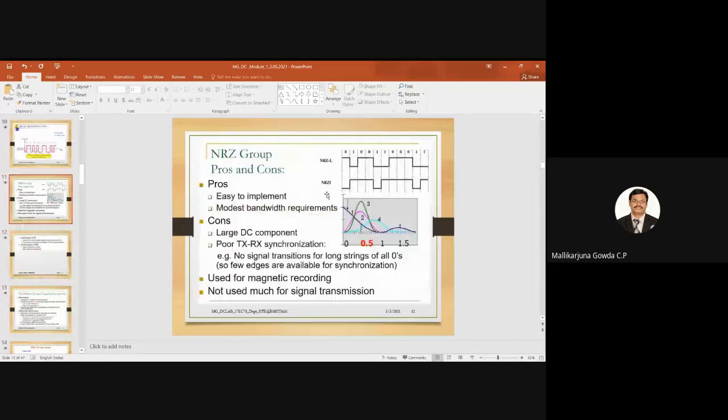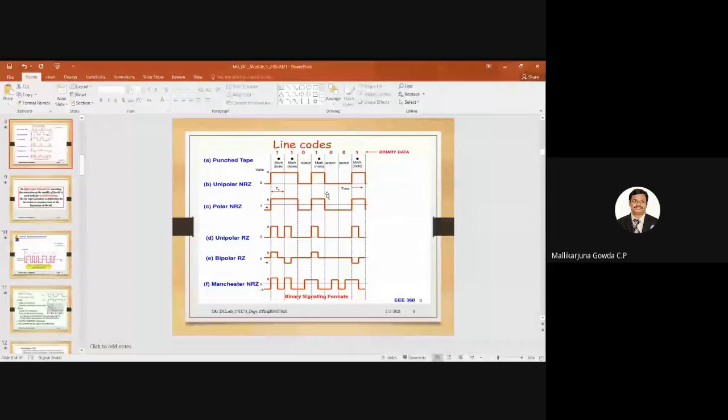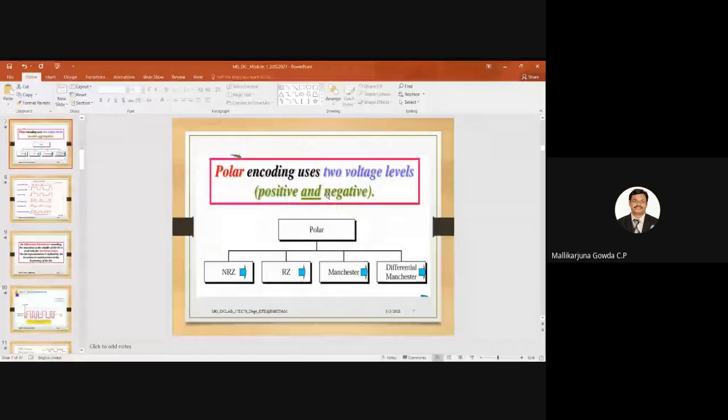I hope I conveyed this. At least you should. I expect you people to do the rest of the things. So let me continue further discussion about these line codes in the next class. So with this, I will stop.